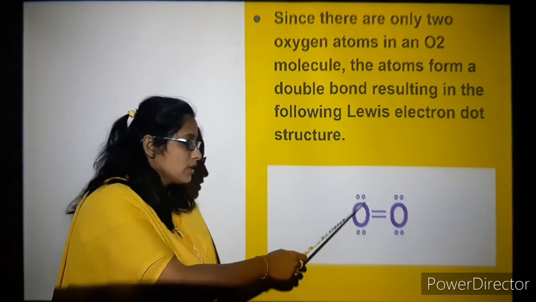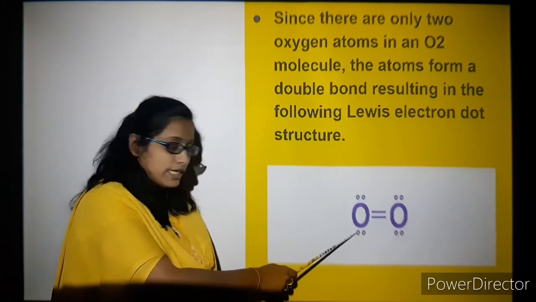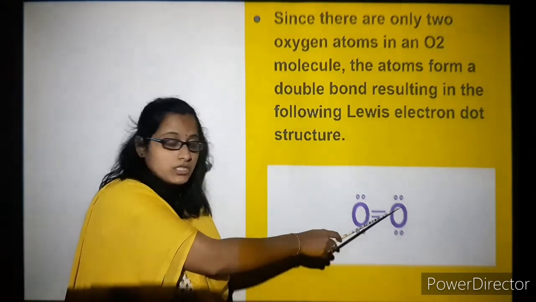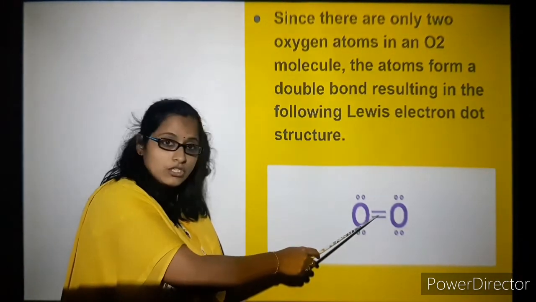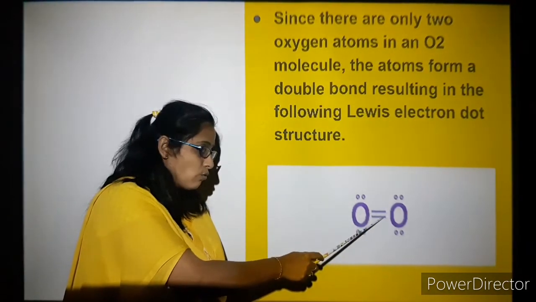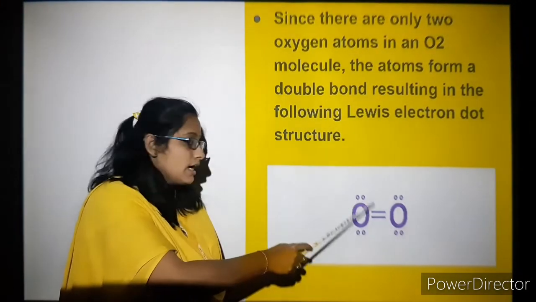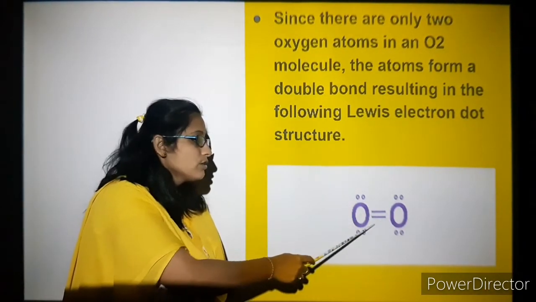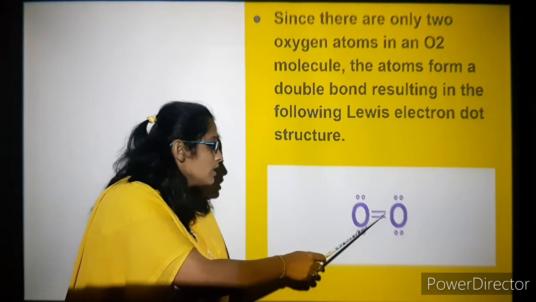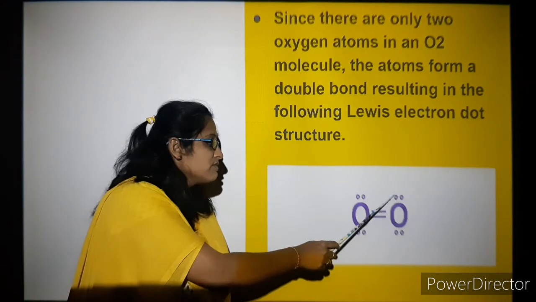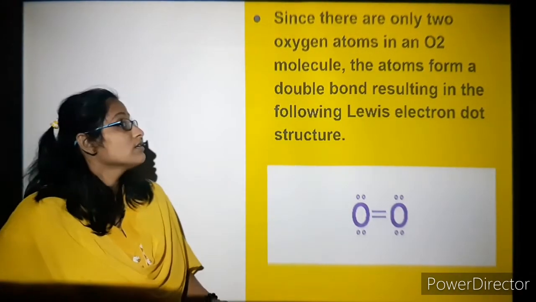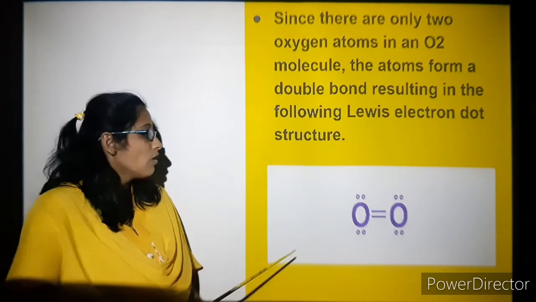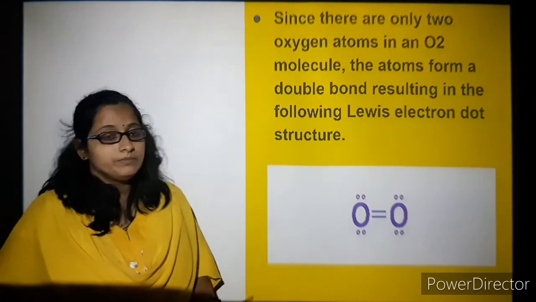You can see 1, 2, 3, 4, 5, 6 of this oxygen and 1, 2, 3, 4, 5, 6 of the next oxygen. Here there is a sharing of electrons. So it forms 1, 2, 3, 4, 5, 6, 7, 8, and imagine that these are dots and also bonding. A double bond means they are going to share 2 pairs of electrons. So here 1, 2, 3, 4, 5, 6 and 7, 8. That forms the oxygen double bond Lewis structure formation, or you can say the O2 formation.